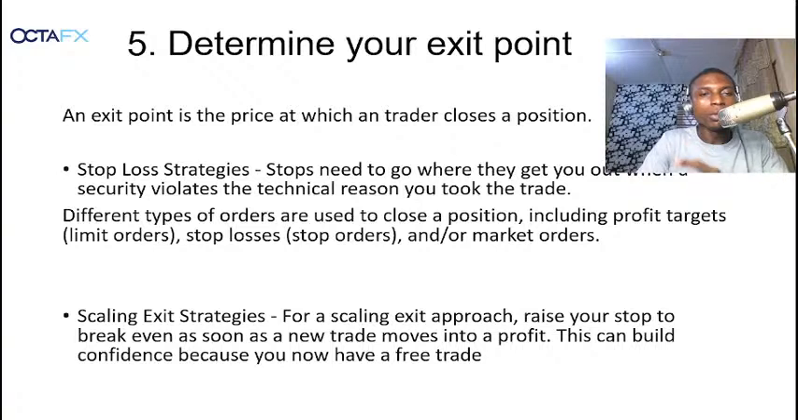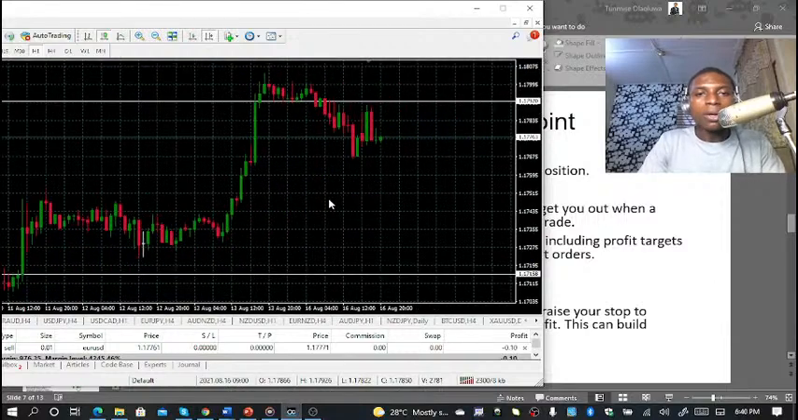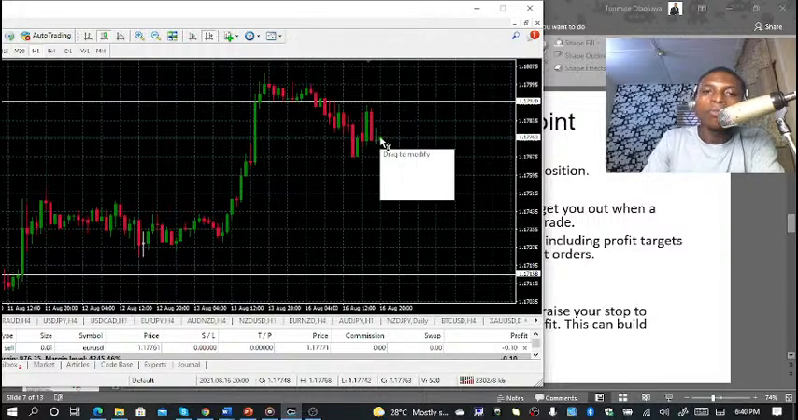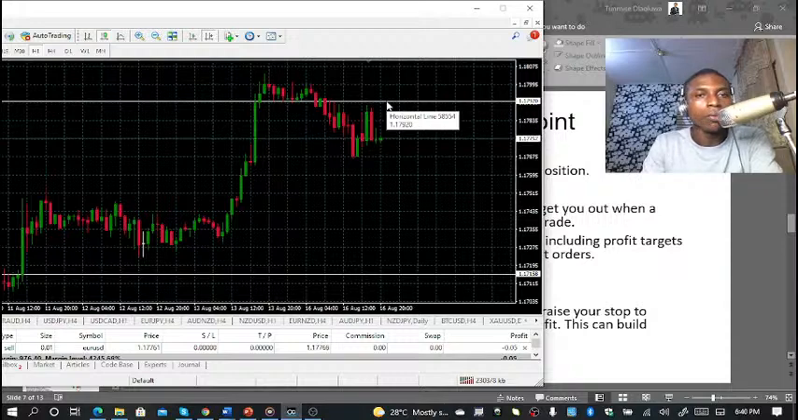Now let me give you a practical illustration of what this means. The stop loss strategy and the scaling exit strategy. Now look at what the stop loss strategy is talking about. The stop loss strategy says that we want to determine the level where we want the price to get to and stop us out of the market if the price is not going in our favor, right?